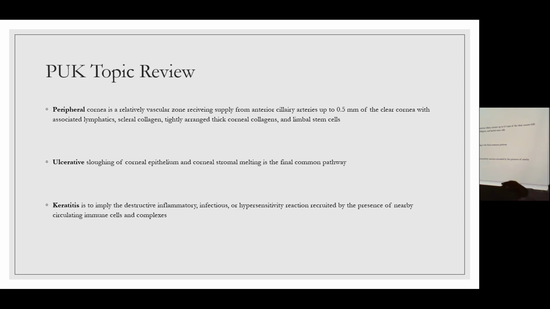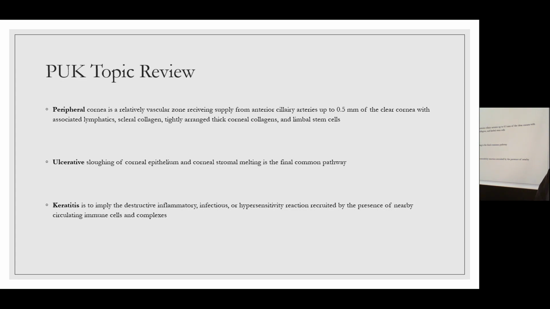So PUK is basically a peripheral corneal ulcer due to a systemic cause or a local cause. And the pathogenesis is related first to the peripheral cornea. The peripheral cornea is not like the central cornea. It is a relatively vascular zone receiving supply from the anterior ciliary arteries up to 0.5 millimeters. The clear cornea is also associated with lymphatics, scleral collagen, or tightly arranged thick collagens, and limbal stem cells, which make it prone to inflammation.